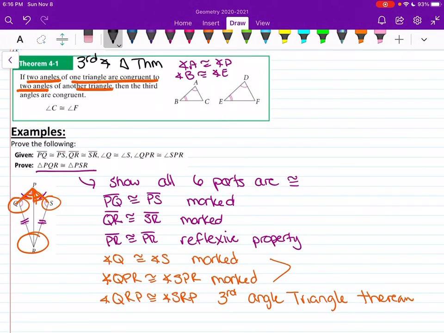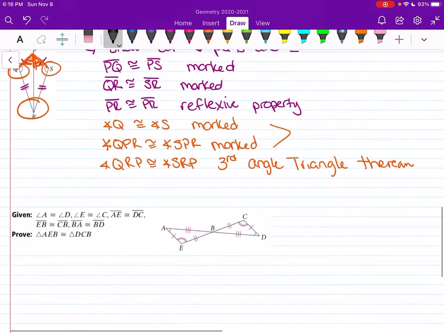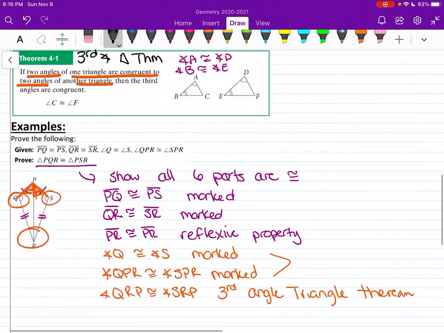Okay, and that's all I have for you today. The last example on here, you may have seen it, but that's actually part one of your homework problems. So you can do it very similar to how we just did this proof. All right, thank you.